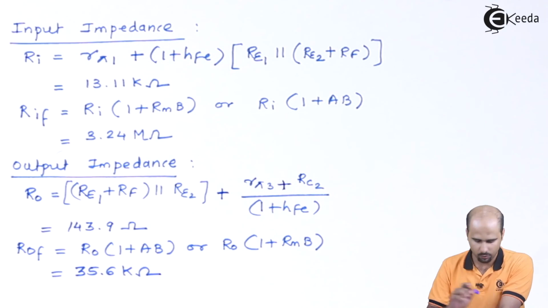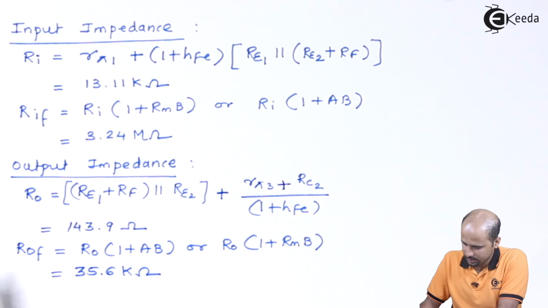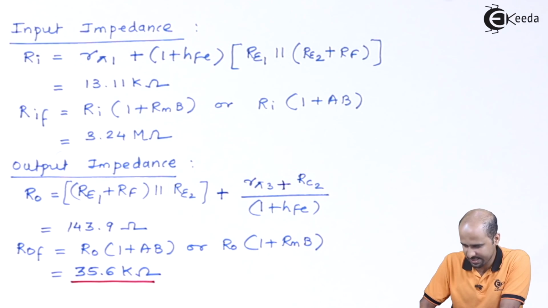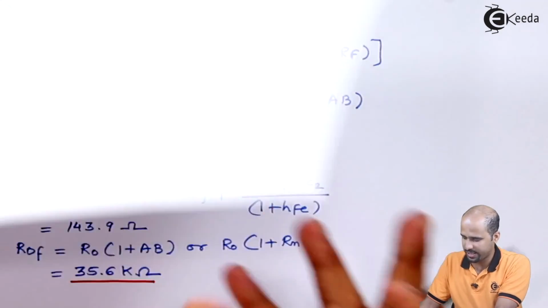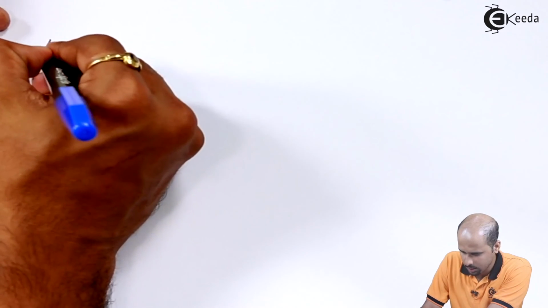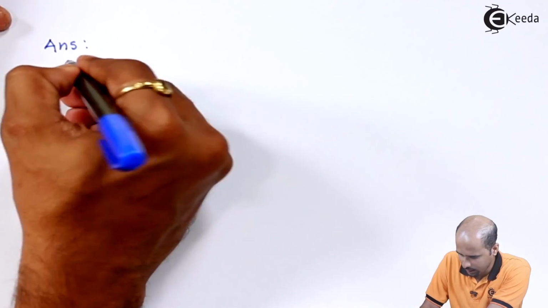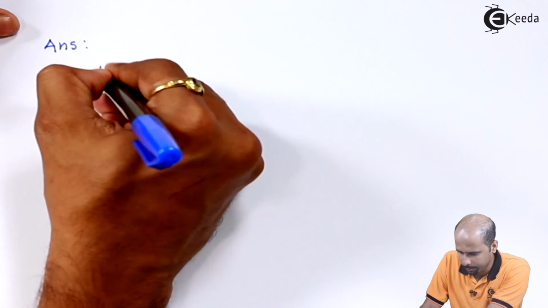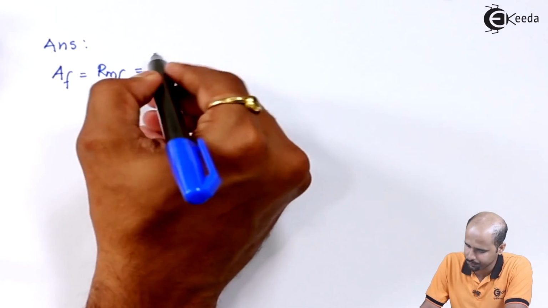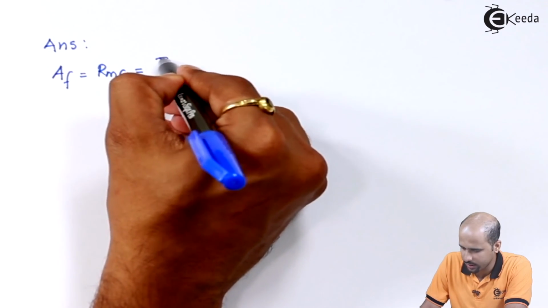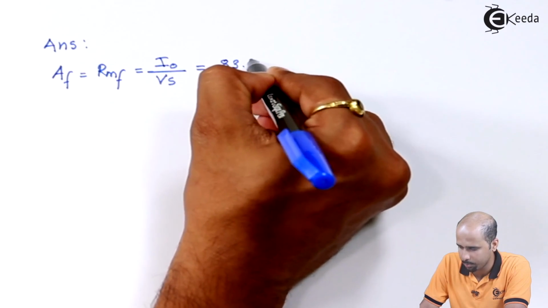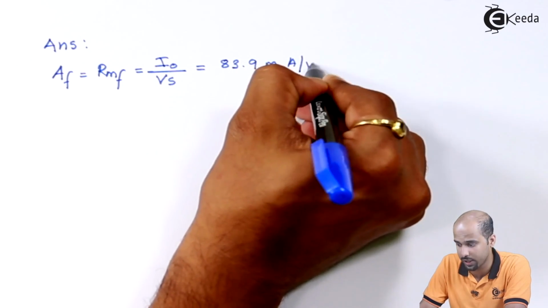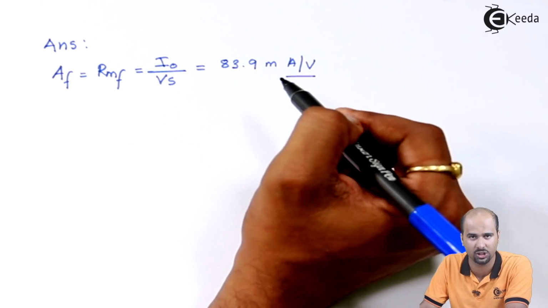Okay, so far whatever values we have got, this is the third value expected, this is the second value expected, and this is the first value expected. We have calculated all the three values. We will write it in answer form. So answer is AF is equal to RMF is equal to IO divided by Vs, which is equal to 83.9 milliampere per volt.